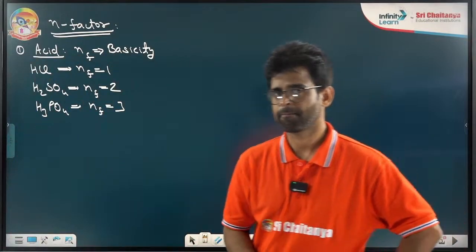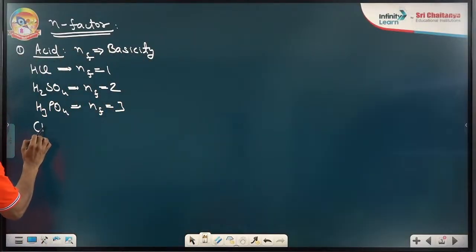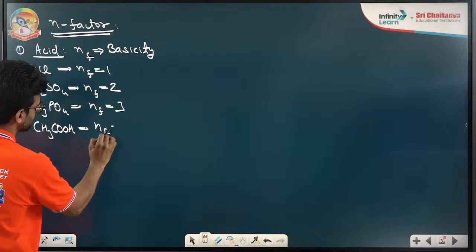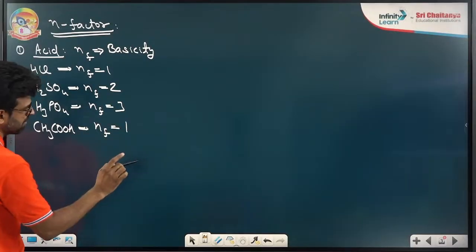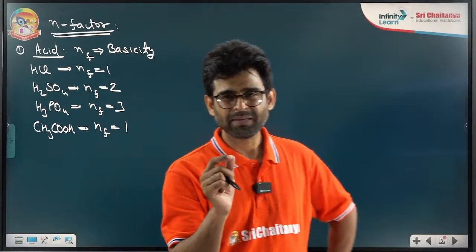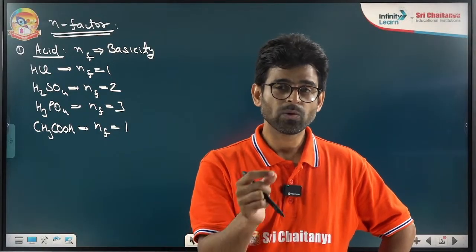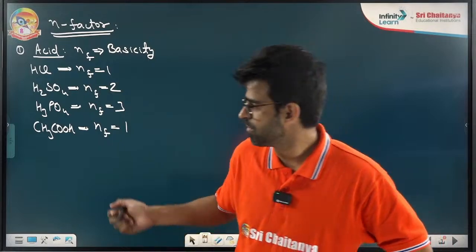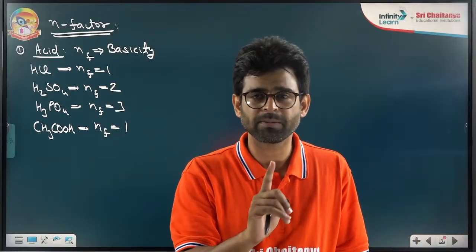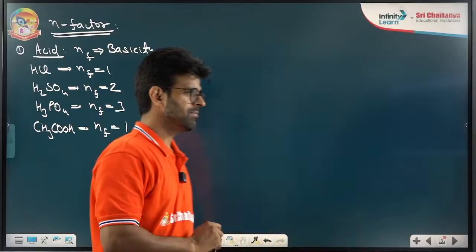Okay, clear, fine. Good. Its n factor is how much? 3, right? Similarly, for acetic acid, the n factor is how much? 1, because it gives 1 H plus ion. Be clear, the basicity is the number of H plus ions an acid can give. It is not the number of H it is having. In the formula, acetic acid has 4 hydrogens, but it can give only 1 H plus ion in aqueous solution. So its n factor is 1, not 4. Be careful about it.